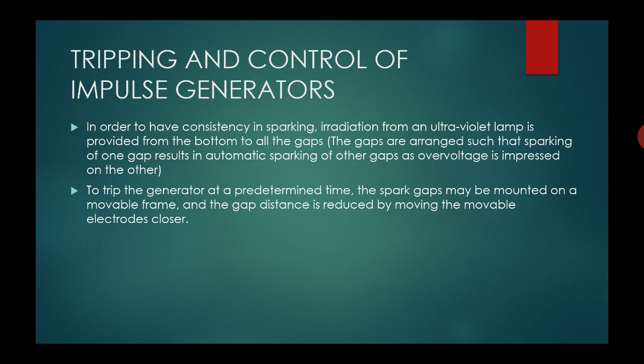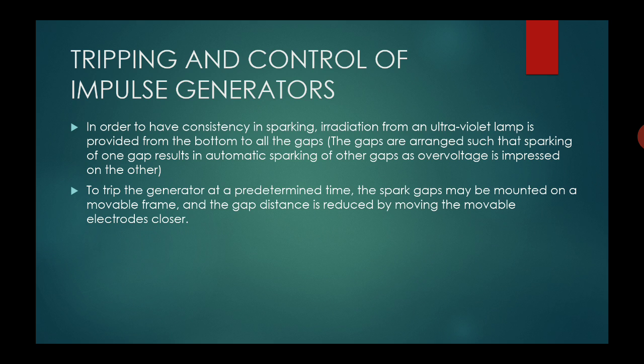One is that the sparking in the impulse generator is done automatically. Remember why this sparking is done: in order to change the setup of the capacitors from parallel to series. Now, you need simultaneous sparking of all the spark gaps. In order to facilitate that, an ultraviolet lamp is provided at the bottom of all gaps, so that this ultraviolet radiation boosts the sparking at all the spark gaps.